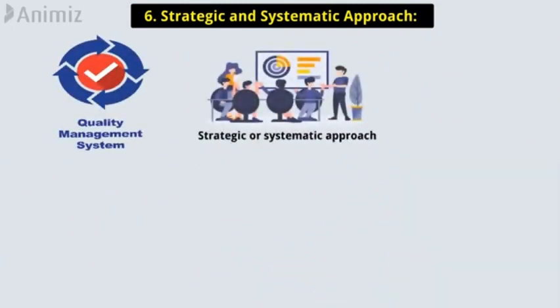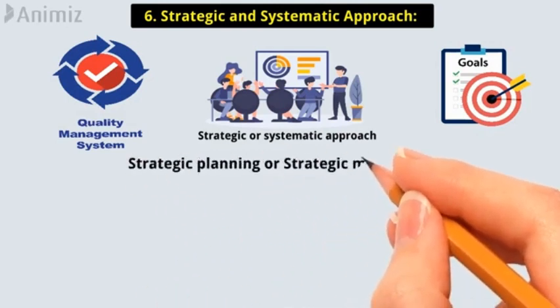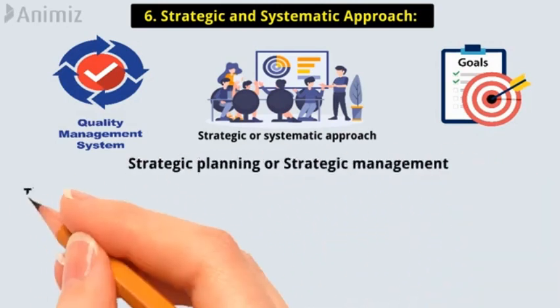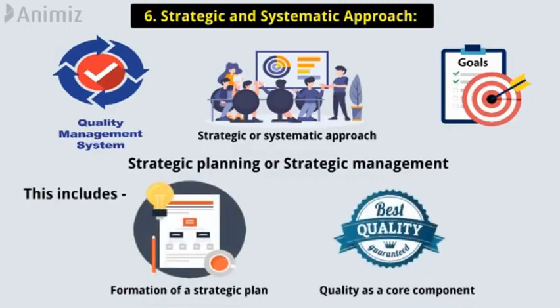6. Strategic and systematic approach. A significant part of the management of quality is the strategic or systematic approach to achieving an organizational goal. This process is called strategic planning or strategic management, and this includes the formation of a strategic plan that combines quality as a core component.